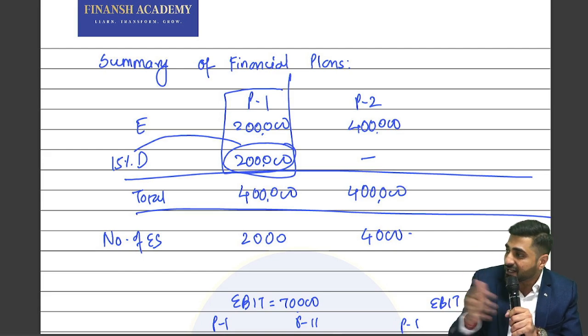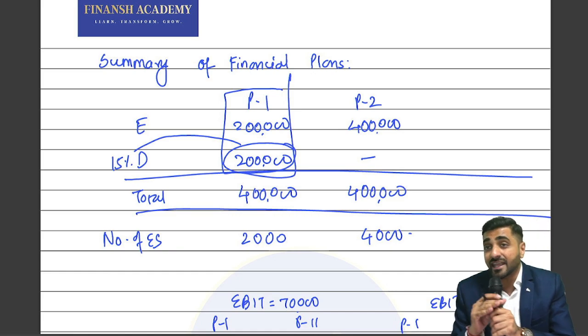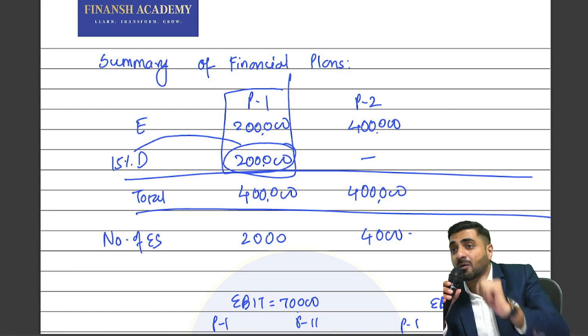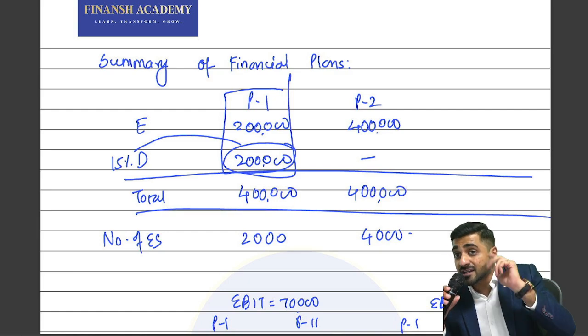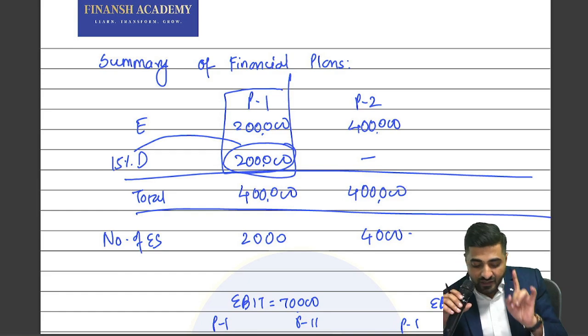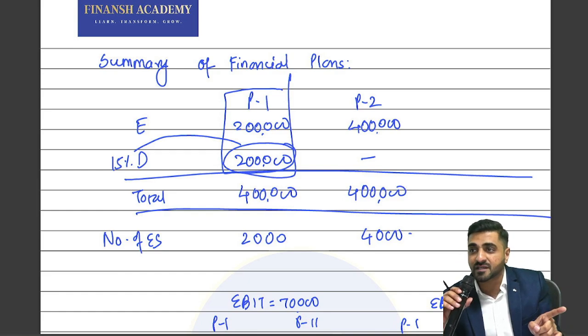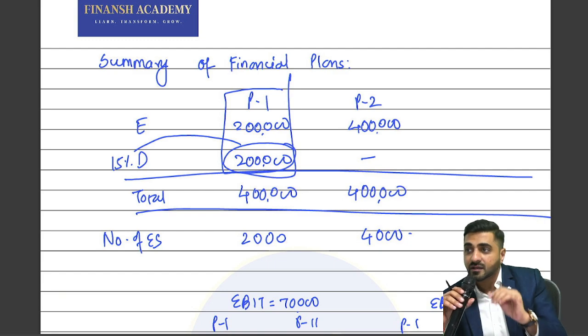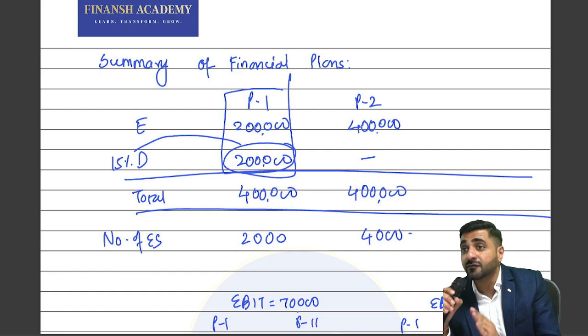If I earn anything less than 30,000 rupees, then can I say EPS will become negative? Come on, yes or no? So it is important that I have to at least earn 30,000. So can I say my EBIT should be 30,000? Come on, yes or no? Yes, sir. So my financial break-even point should be 2 lakh into 15%. What is 2 lakh into 15%? 30,000. Can I say at least I have to earn 30,000?